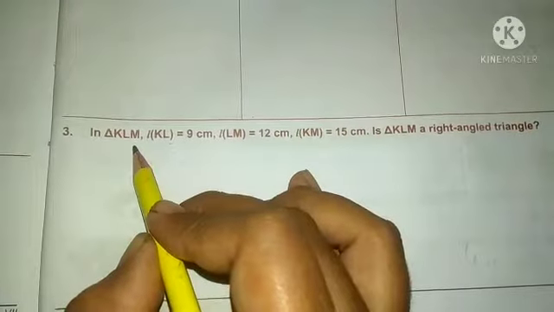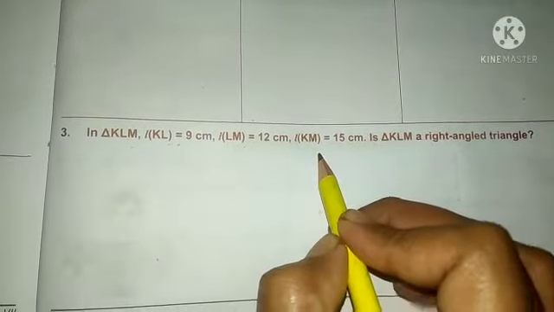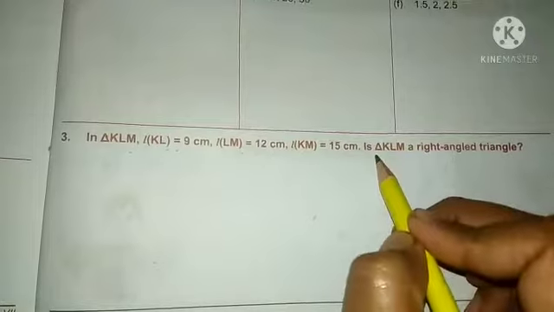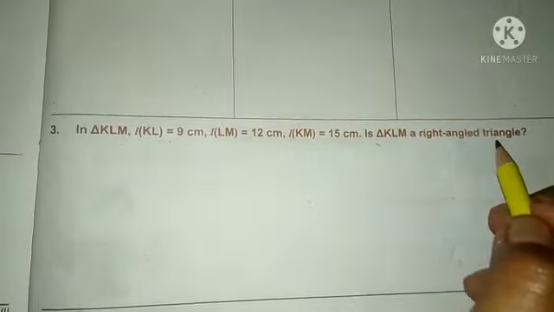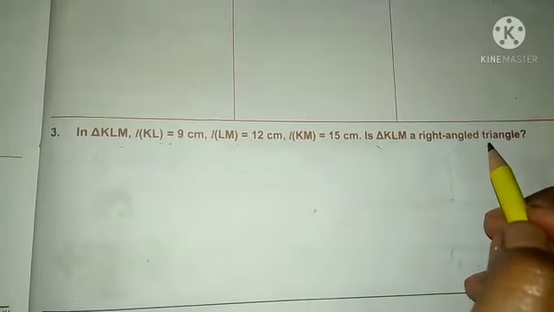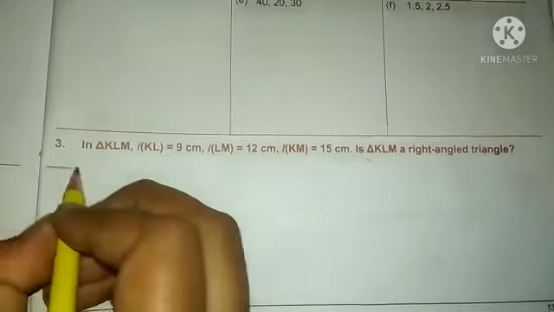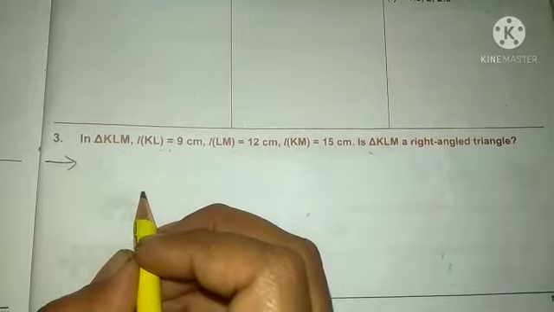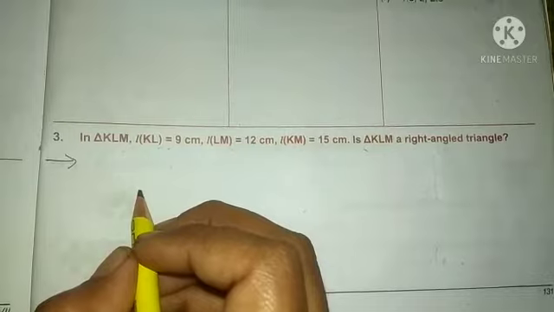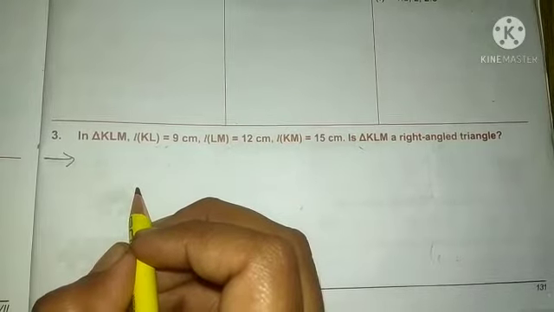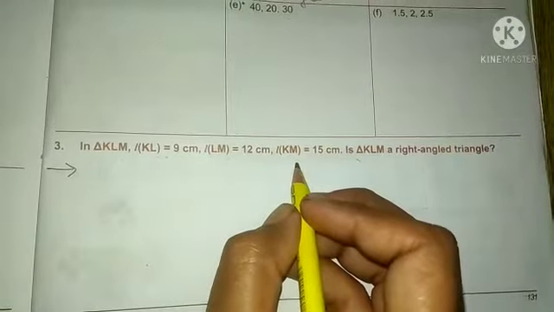Third one, in triangle KLM, length KL is 9 cm, length LM is 12 cm, length KM is 15 cm. Is triangle KLM a right angled triangle? We have to find out whether triangle KLM is a right angled triangle or not. Clear? So let's see how you will find out. The same way we did for finding the Pythagorean triplets. So here we have to take the bigger side. Clear? So which side is your bigger side? That is length KM.